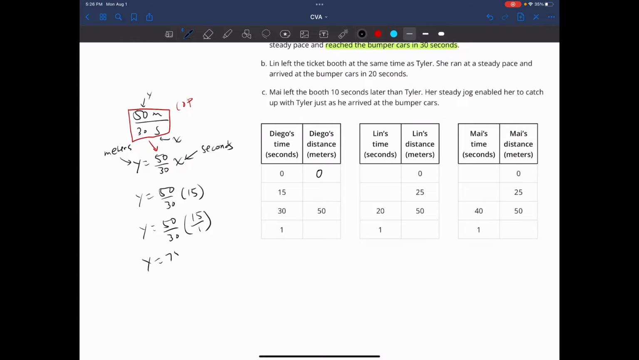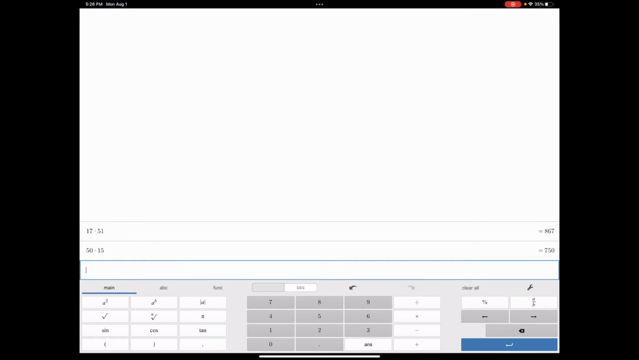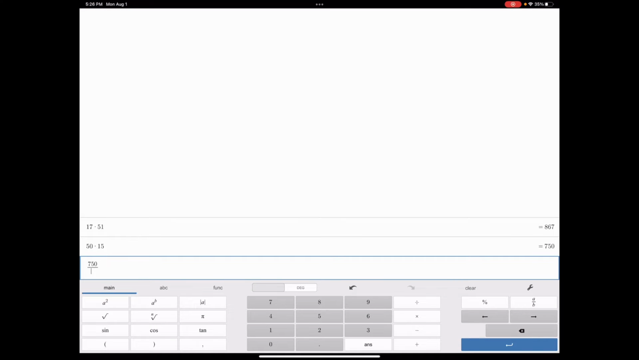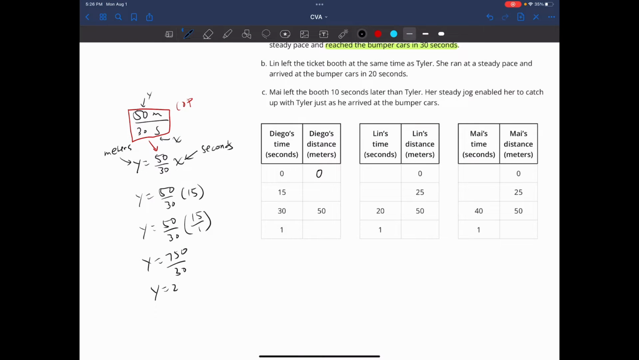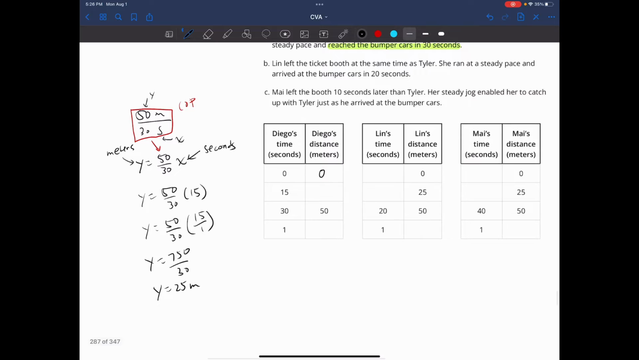Y is equal to 750 over 30. And 750 divided by 30 is 25. So y is equal to 25. And the y represents meters, right? So y is equal to 25 meters.